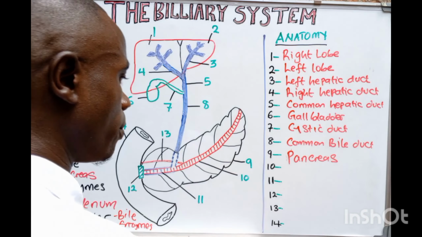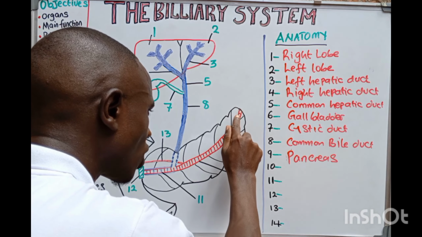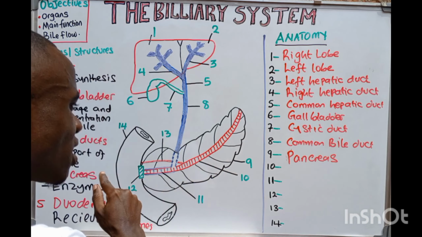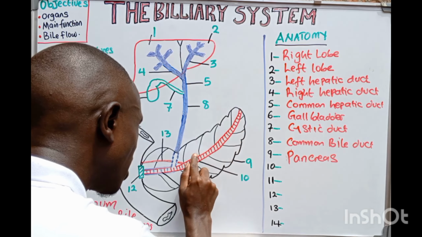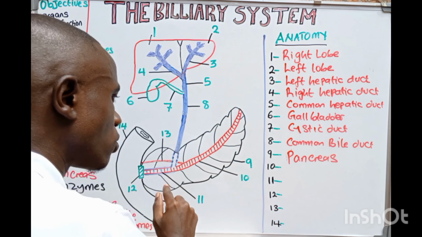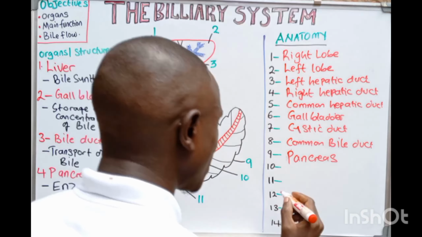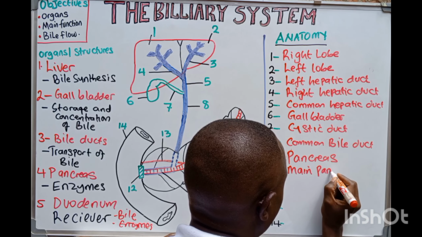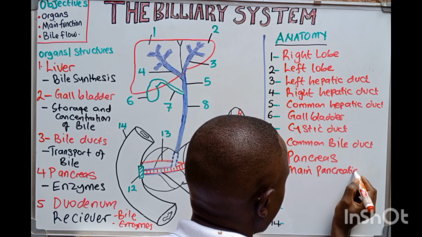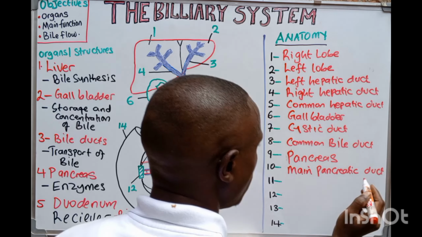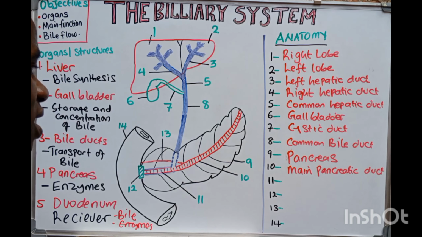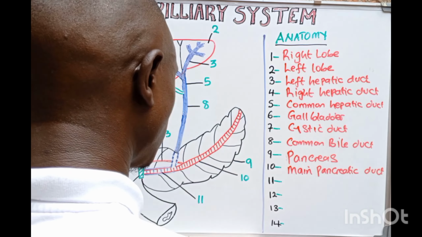Super very important. Then when you come to the center part of the pancreas, it has this center tube. You know how this center tube is called? This is what we call the main pancreatic duct. Super very important in transporting different secretions containing pancreatic digestive juice.